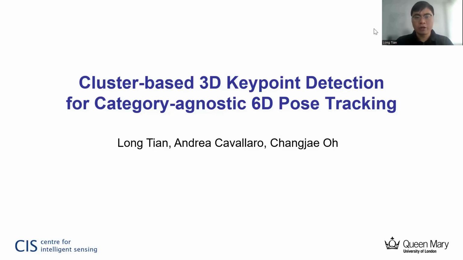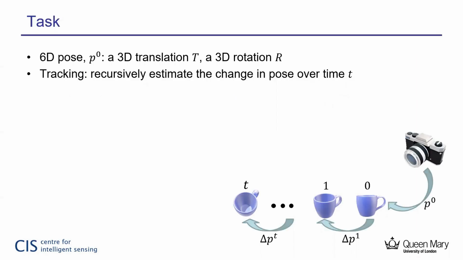Today I would like to share our paper called Cluster-Based 3D Keypoint Detection for Category-Agnostic 6D-pose Tracking. 6D pose includes 3D translation and 3D rotation, totally 6 degrees of freedom. Tracking means recursively estimating the change in pose over time t.